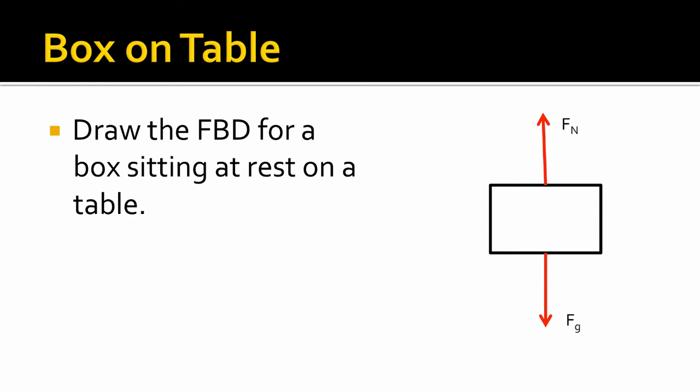So here we have a box sitting on a table, and we want to draw the free body diagram for it. So we draw our box. Pretty simple, draw a box. And then our forces acting on it: well, the force of gravity acting downward, because it always acts downward, and we have the normal force acting upwards. The normal force is the force of the table pushing back up on the box. There is no acceleration because it's just sitting on a table, so we don't have to draw the acceleration vector.